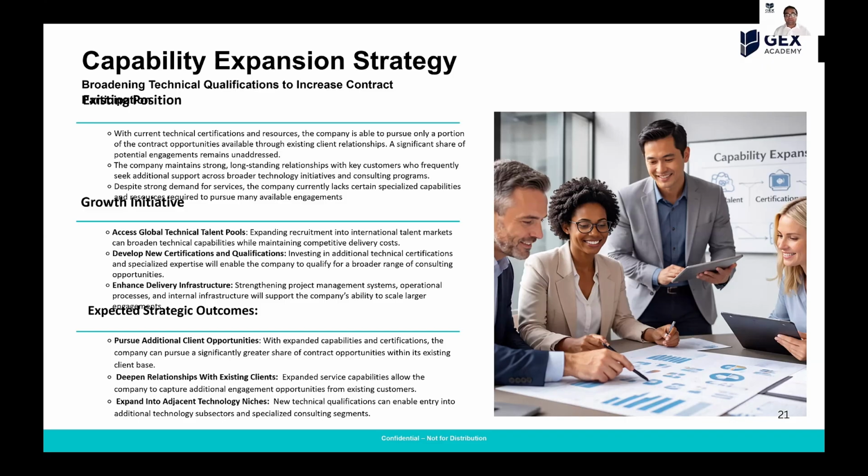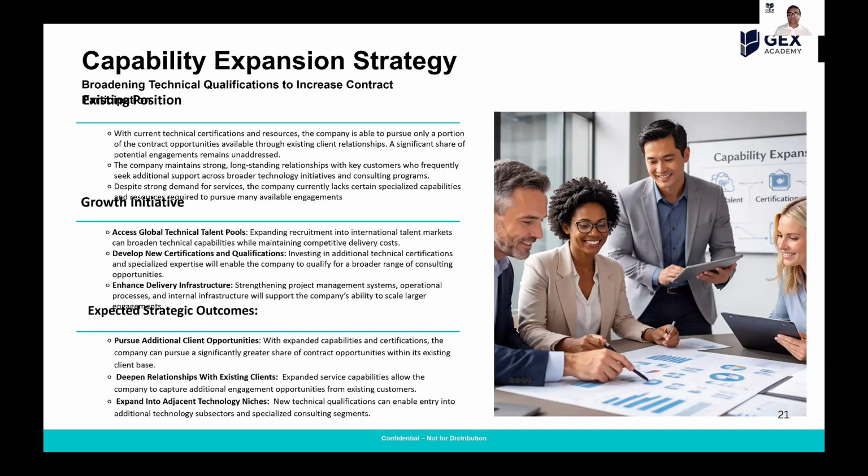The third initiative they're talking about here is expanding access to global technical talent, right? So I think we discussed this in the prior slide. International recruiting initiatives can broaden access to specialized expertise while also increasing overall delivery capacity, right? So it can help address talent constraints that may currently limit growth.